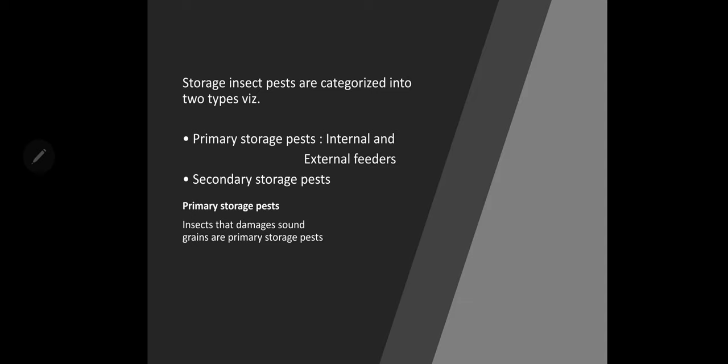Broadly, the stored grain pests are categorized into two major categories. Category one is considered as primary storage pests, and the other major category is considered as secondary storage pests. The primary storage pests are the pests that cause damage to sound grain, and sound here means whole grain or undamaged grain.